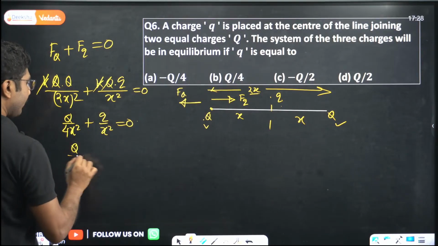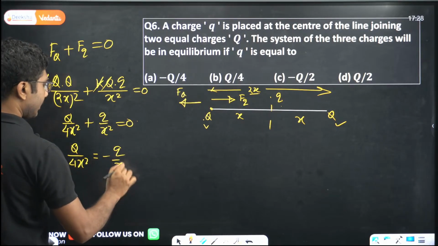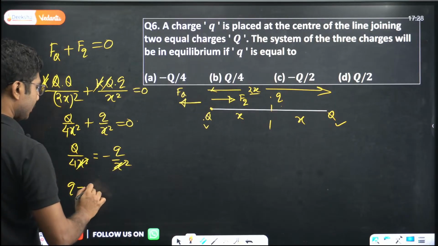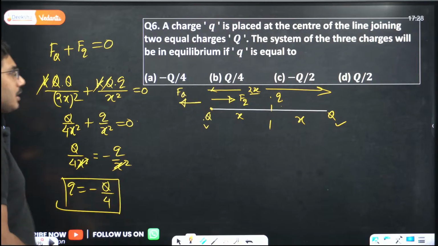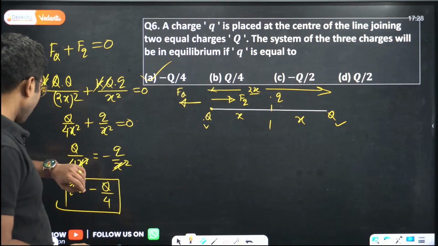So q by 4x square equals to minus q by x square, or small q, x square cancel, small q equals to minus q by 4. The charge should be minus q by 4. So correct answer is option A.